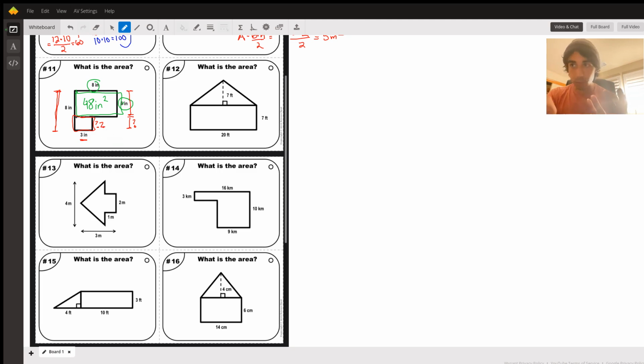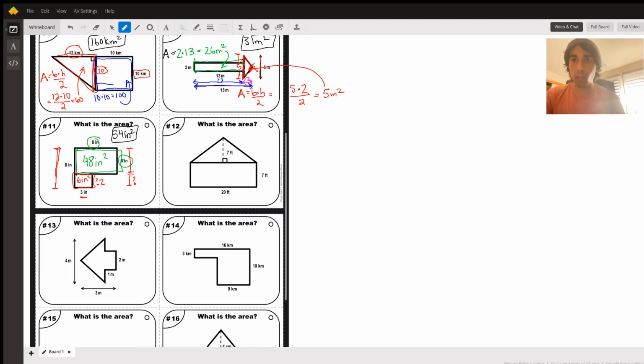And again, length times width, 3 times 2. That's going to be 6 inches squared here for our little rectangle in there. And as always with compound shapes, last step, add them together. So 48 and 6 is going to give us an area of 54 inches squared.